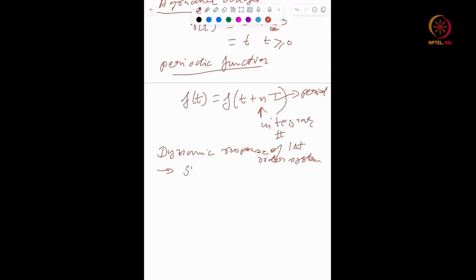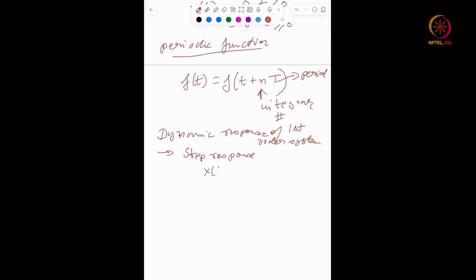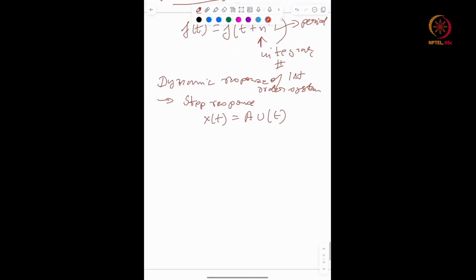So you can have a step response. You should read this from the book. Step response: it's something like x(t) is equal to a u(t). Remember, u(t) is the function that we just now defined. Then you can also have an impulse response, where your x(t) will now be equal to a delta(t). And you can now calculate what will be the dynamic response of the first order systems, how the system will respond to changes like this.